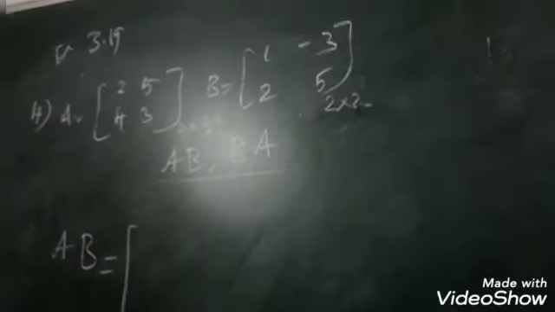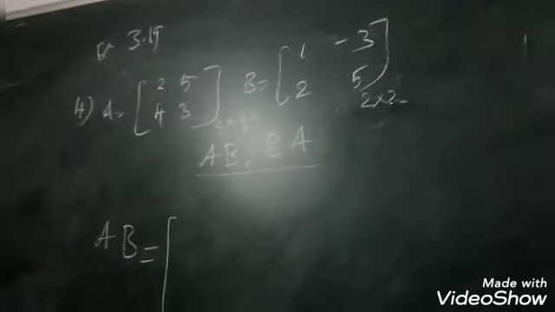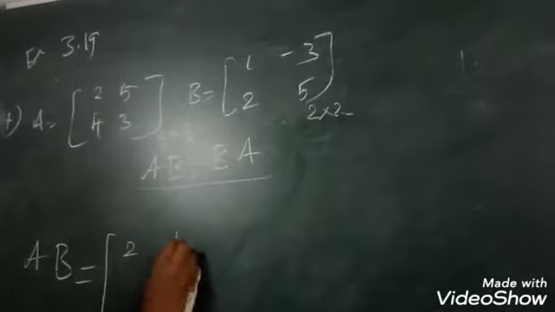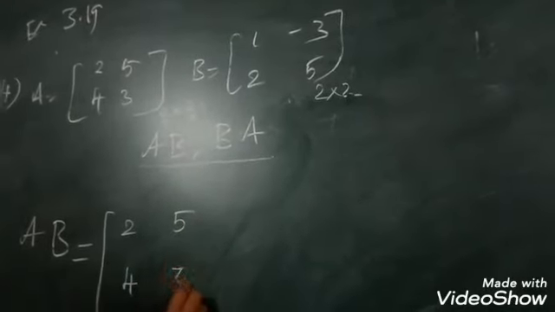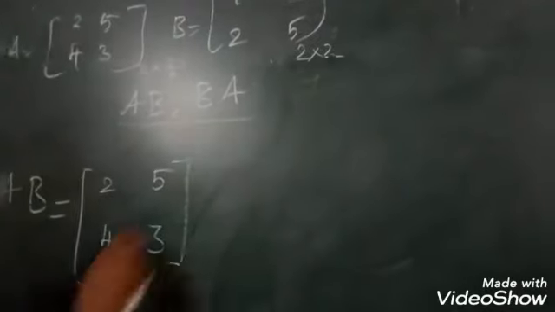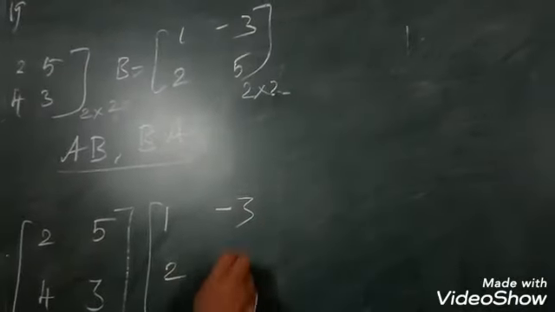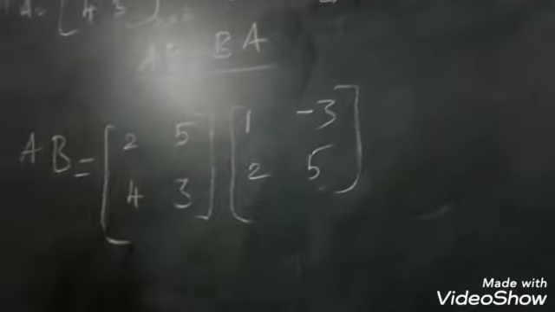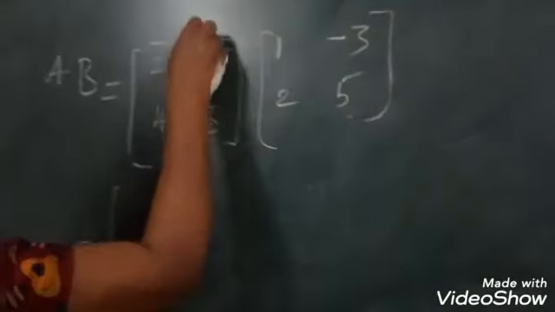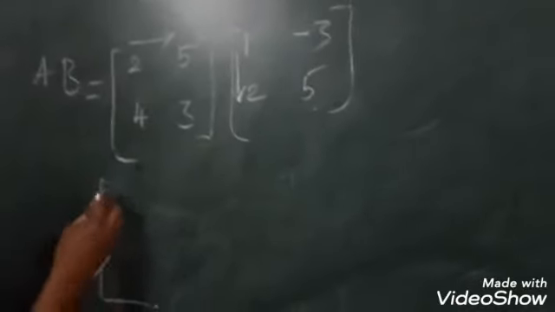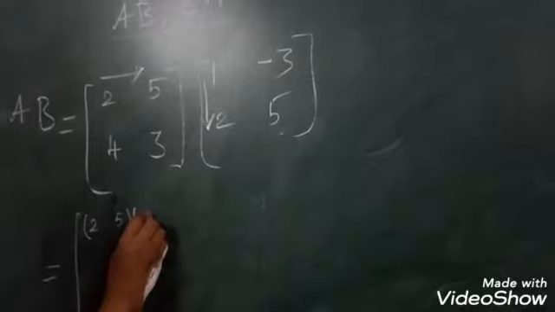Already we learned this in the first sum. How do you multiply everything? I said in the first sum, we have to write the A matrix first, then write the B matrix. What is the B matrix? 1 minus 3, 2, 5. Now you will get the answer as 2 cross 2. Okay girls, the first row, first column. This should be in the first element. Okay, 2, 5 in the first row, then the column is 1, 2.